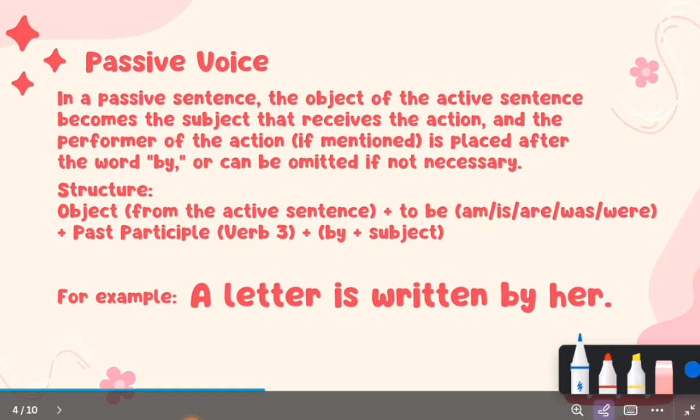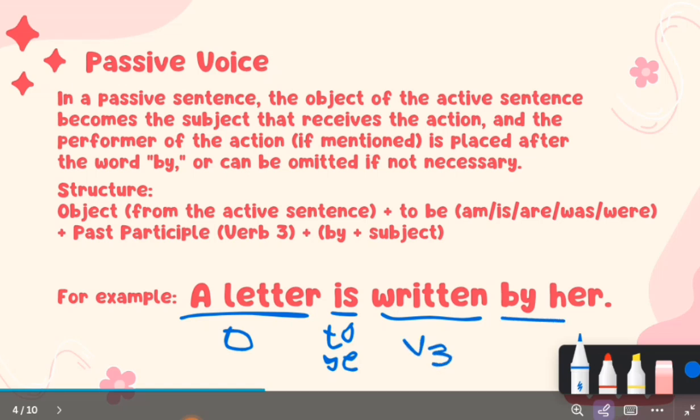The object from the active voice is a letter. Then in the passive voice we use it as a subject. Then add the to be. Because the subject is singular, we use is. In the active voice, the verb uses verb 1, here it is writes, then we change it into verb 3, written by her. Because the subject is she, we change it into her. Then it becomes an object in the passive voice.